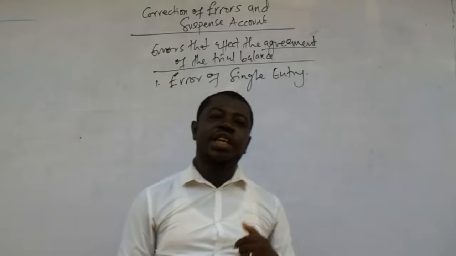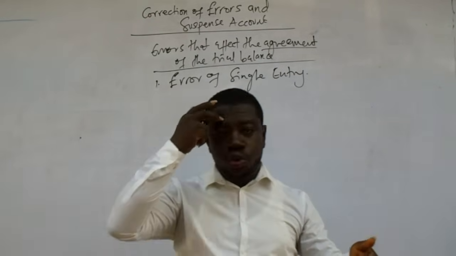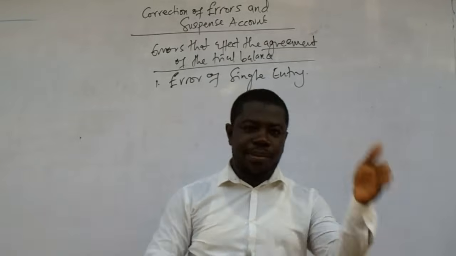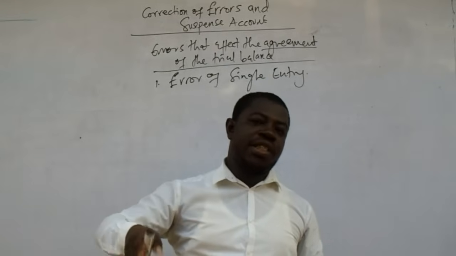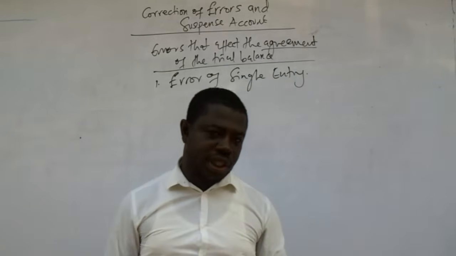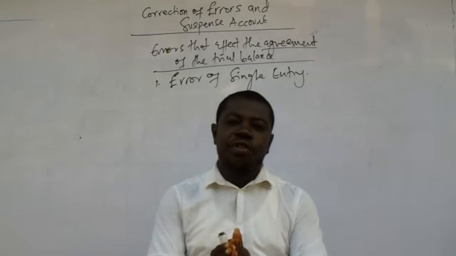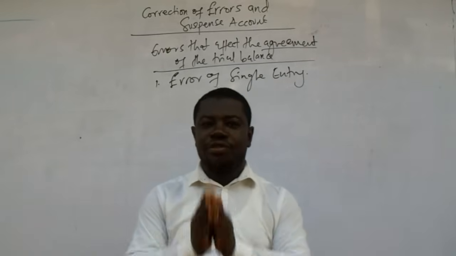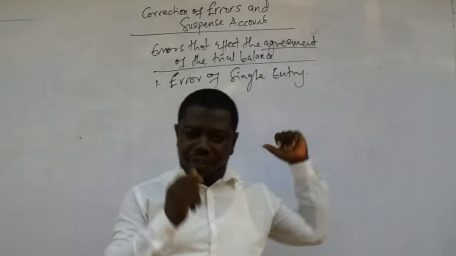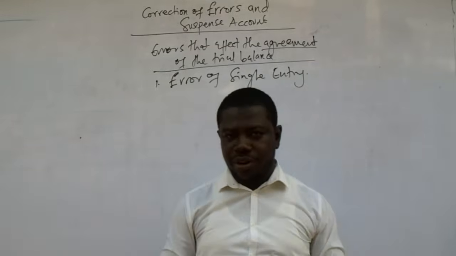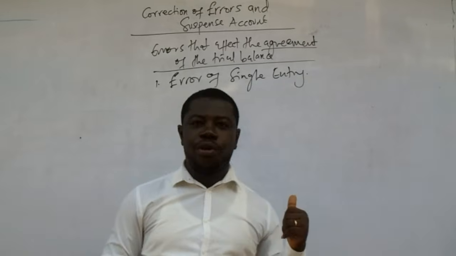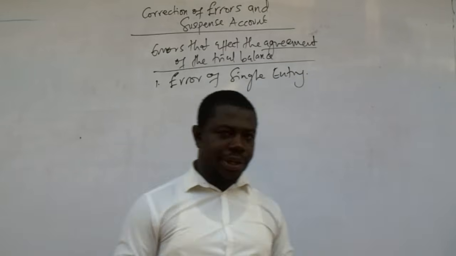Now, single entry means that you did one aspect and you forgot to do the other. And so when you are adding up the debit and credit, the credit side which was not recorded will be short of that amount. That is why when you commit an error of single entry, it will make the trial balance not agree. So that is the first error that does not make the trial balance agree. When you commit this type of error, then your trial balance will fail to agree.